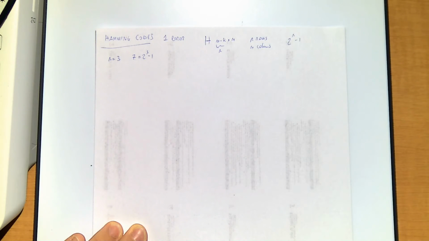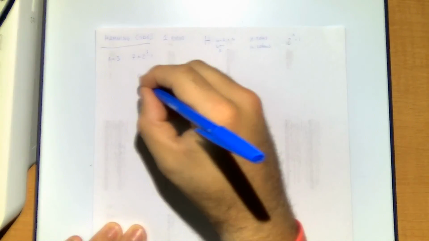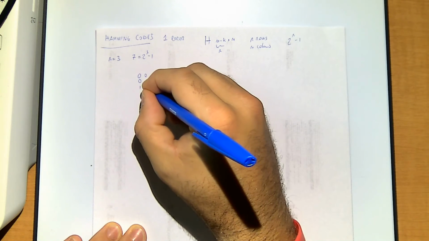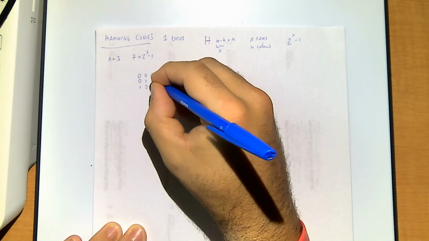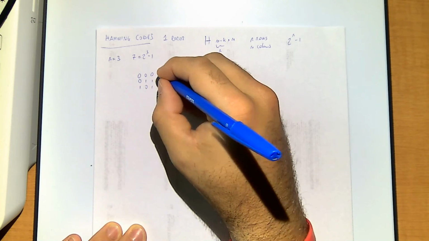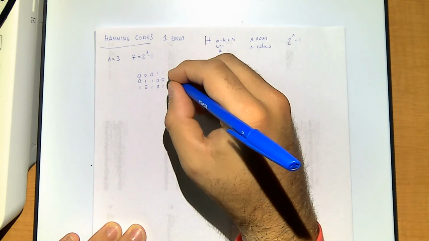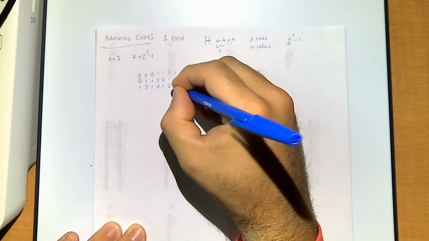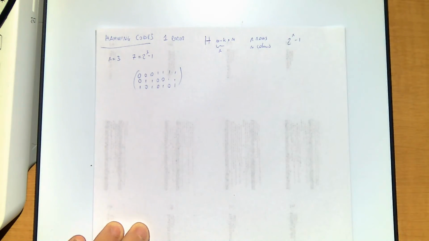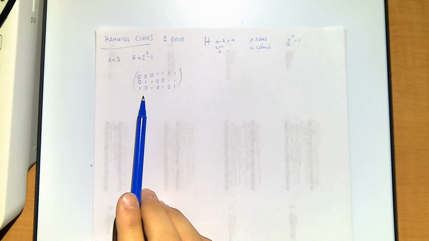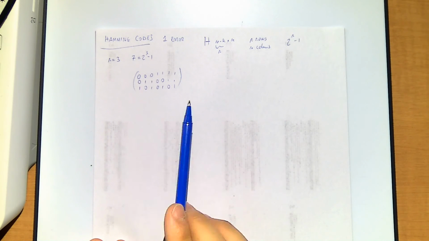So I can put these: 0, 0, 1, 0, 1, 0, 0, 1, 1, 1, 0, 0, 1, 0, 1, 1, 1, 0, and then 1, 1, 1. For example, I put them in increasing order, that is in binary, 1, 2, 3, 4, and so on.